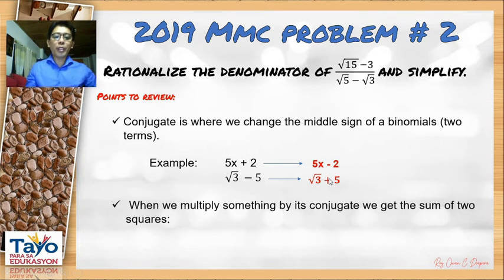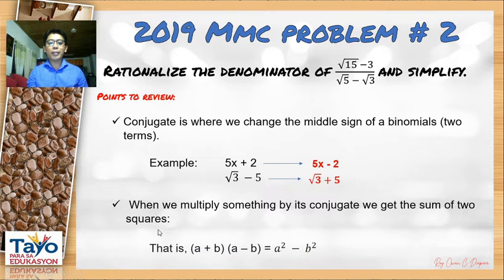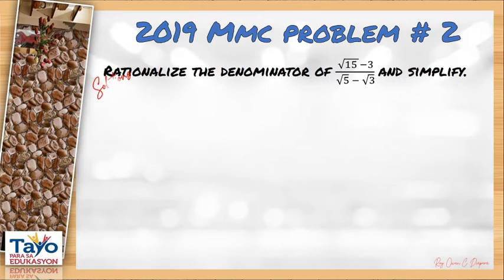Another one, when we multiply something by its conjugate, we get the difference of two squares. That is, a plus b, the conjugate of this is a minus b. If you multiply them, the result is you square the first term minus square the second term. Okay. Let us now start answering problem number 2.